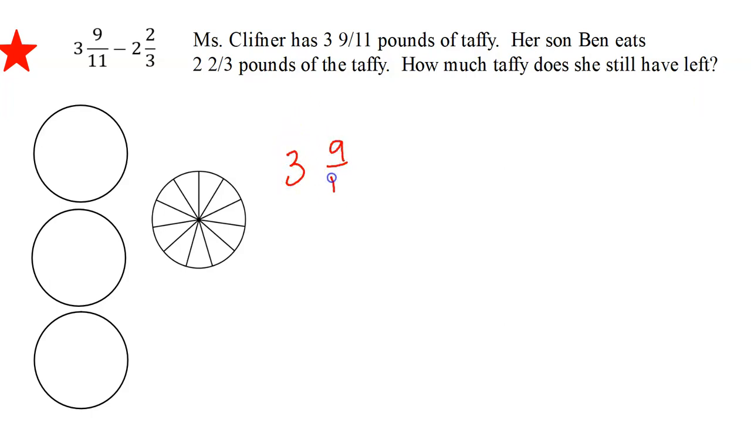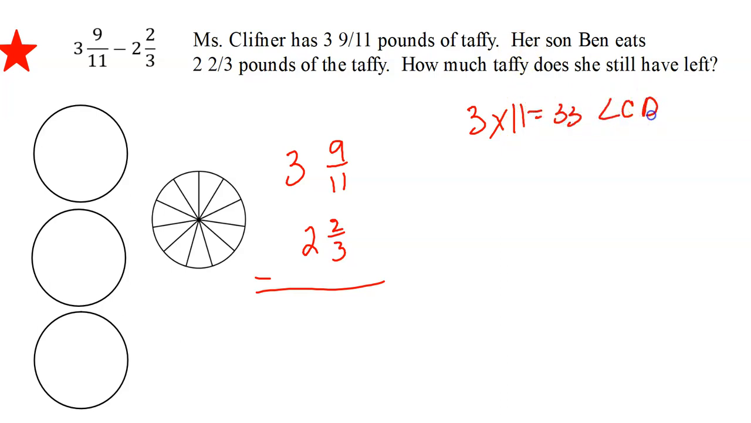3 and 9 11ths minus 2 and 2/3. 11 and 3 don't have any common factors that I could divide out. So if they have no common factors and they're both in fact prime, 3 and 11, you just multiply them together, right? So 3 times 11 is 33. That's my least common denominator.